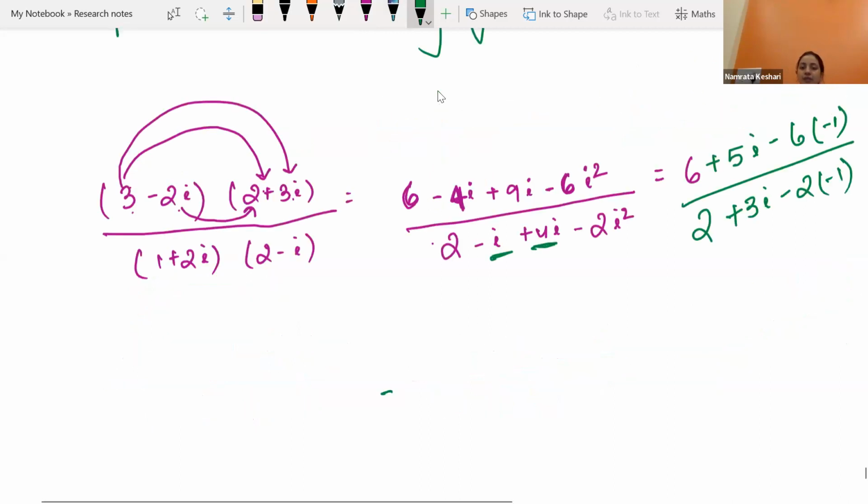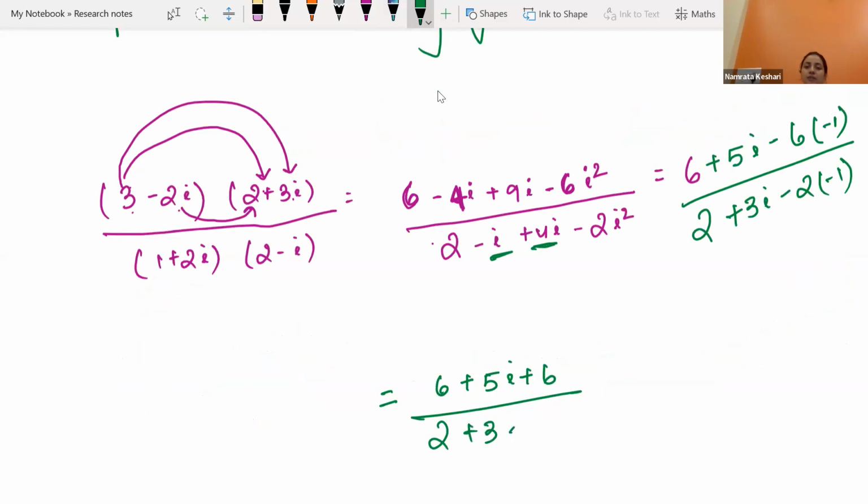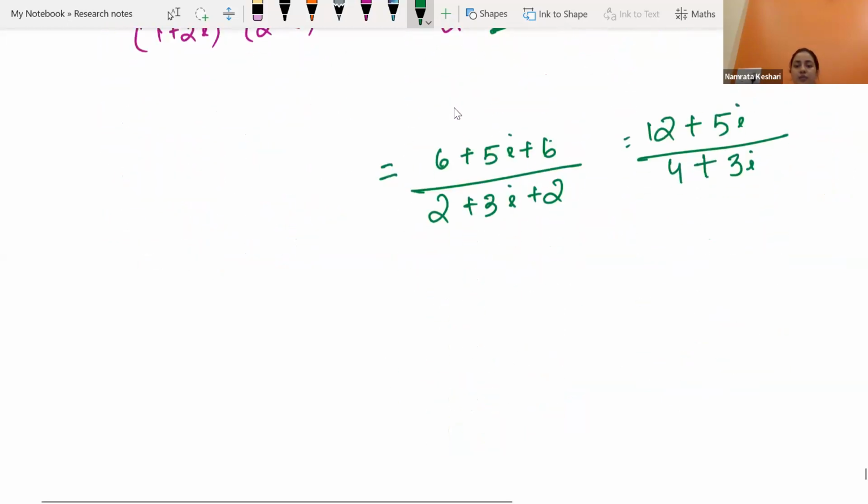We will be having 6 plus 5i plus 6, over 2 plus 3i plus 2. 6 plus 6 is 12 plus 5i. 2 plus 2 is 4 plus 3i. Okay, let's continue. Now we will do the rationalization.